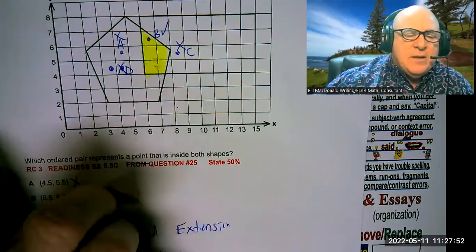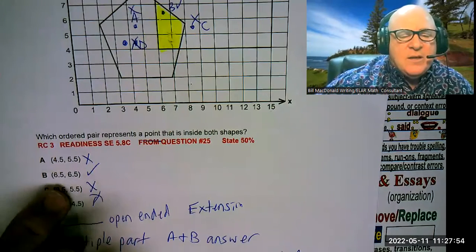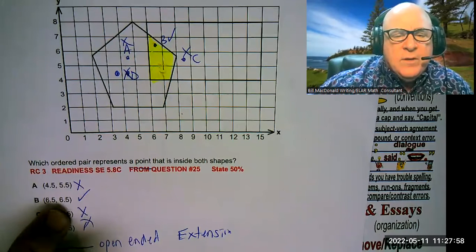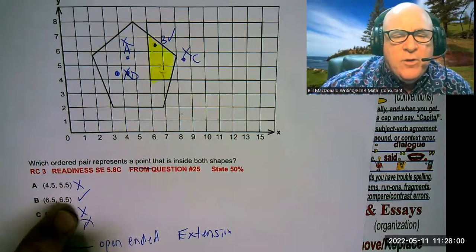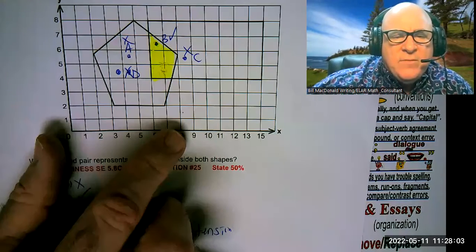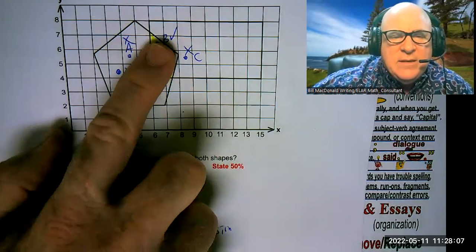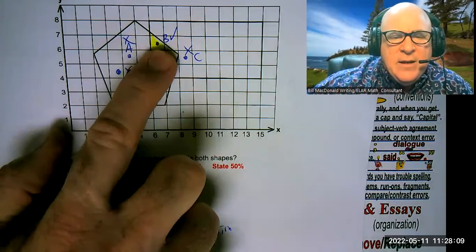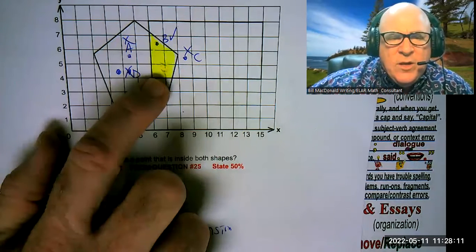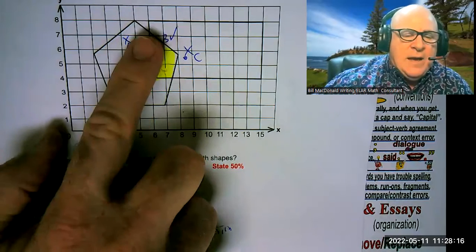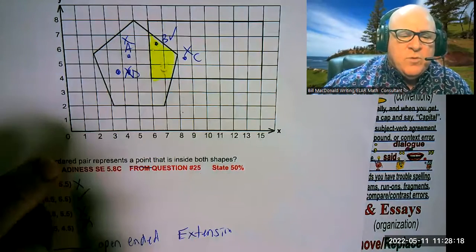Letter B says 6.5 or 6 5/10 and 6 5/10 for the Y. There's 6 5/10 down the runway, 6 5/10 for the Y. B is inside the highlighted area. That is the only portion that is inside both shapes. So that one is the best one so far.